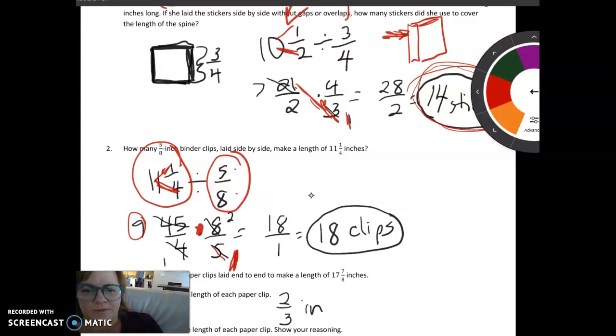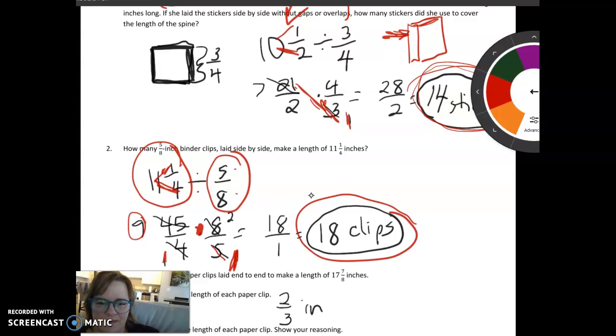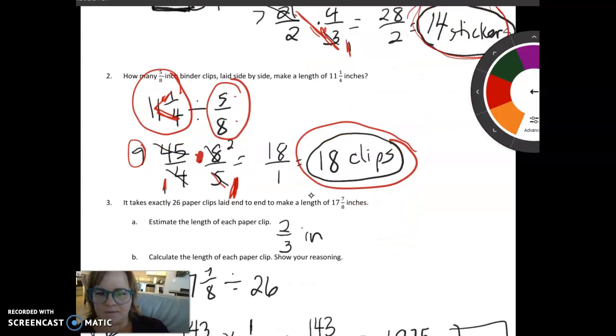I'm going to do the same with the 4 and 8. I know there's one group of 4 in 4 and two groups of 4 in 8. So I end up multiplying just 9 times 2 and 1 times 1. Of course, 9 times 2 is 18, so I'm left with my answer of 18 binder clips.